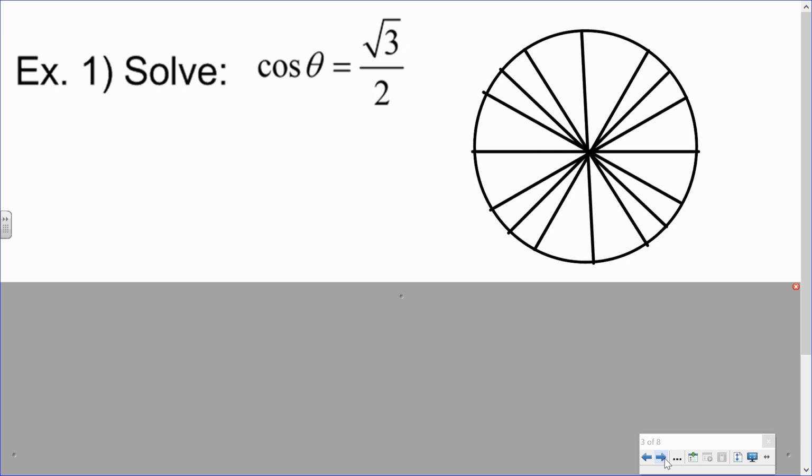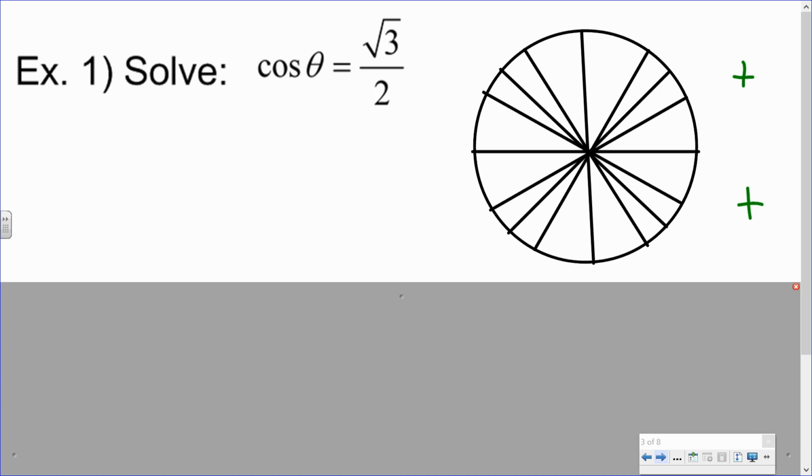Cosine of theta is √3/2. You don't normally have to draw the unit circle. I'm just doing that to help me talk about it here in a minute. Don't give me those panicked looks as you look at that. So this means, what angle has a cosine of √3/2? So cosine, what quadrants is cosine positive in? First and fourth. So cosine is going to be positive in the first and fourth quadrants.